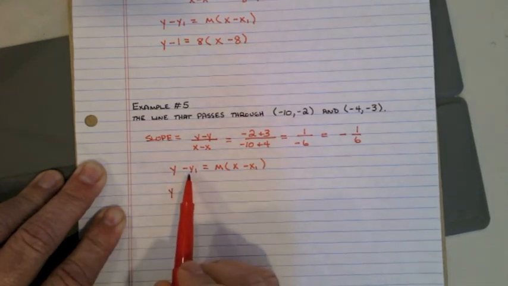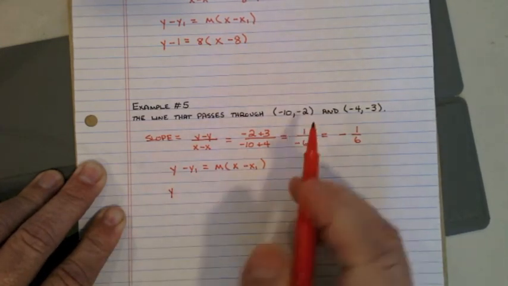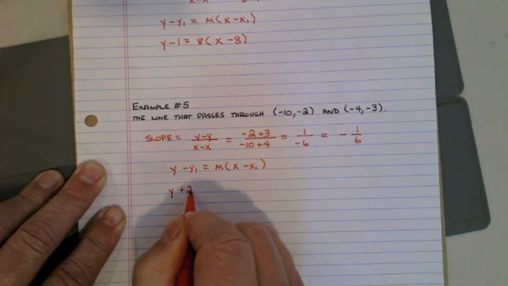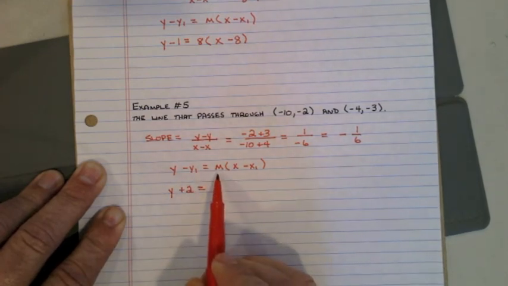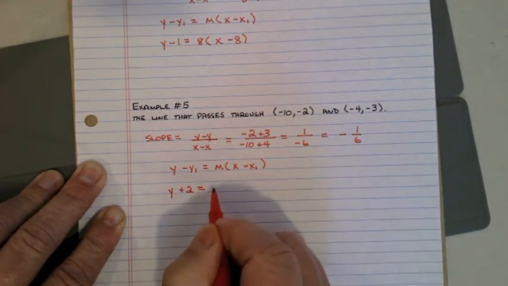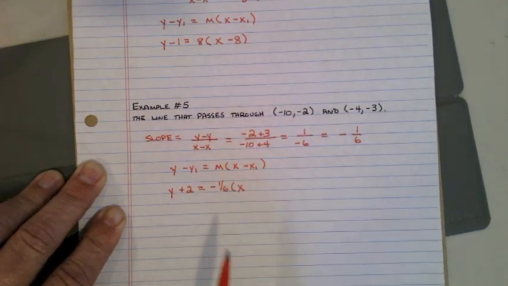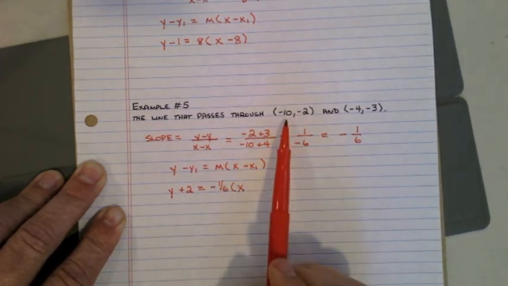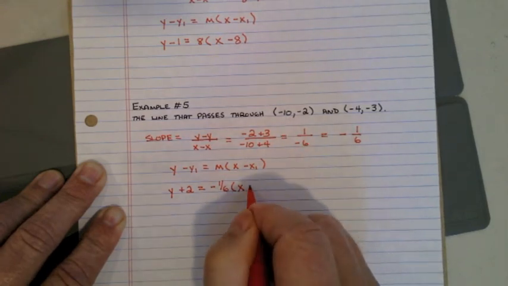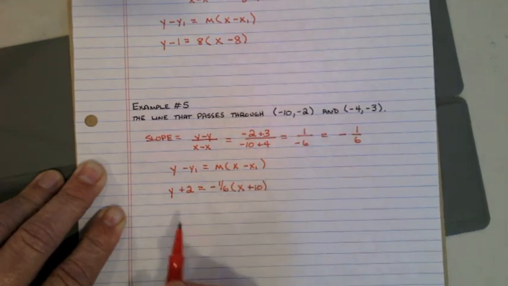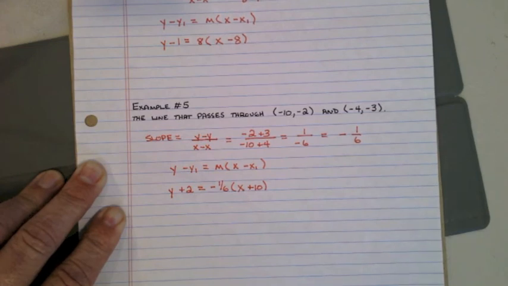Y, the opposite of this first y, is positive 2. I did all this work to figure out what the slope is. The slope is negative 1/6. And then the opposite of my first x, and I now have this in point slope form.